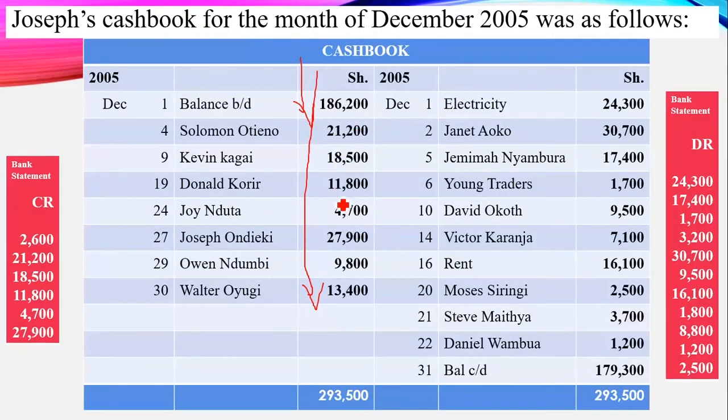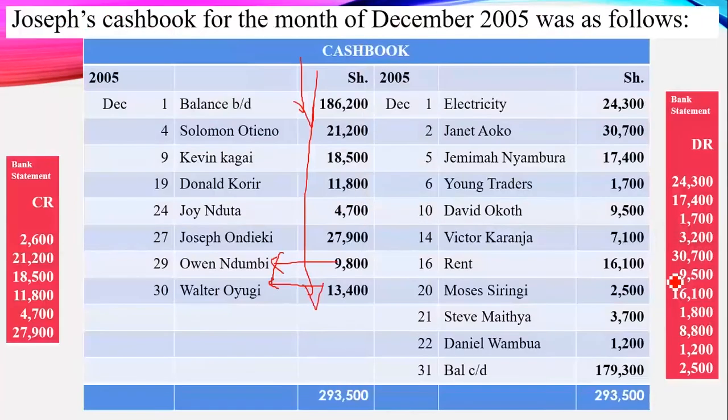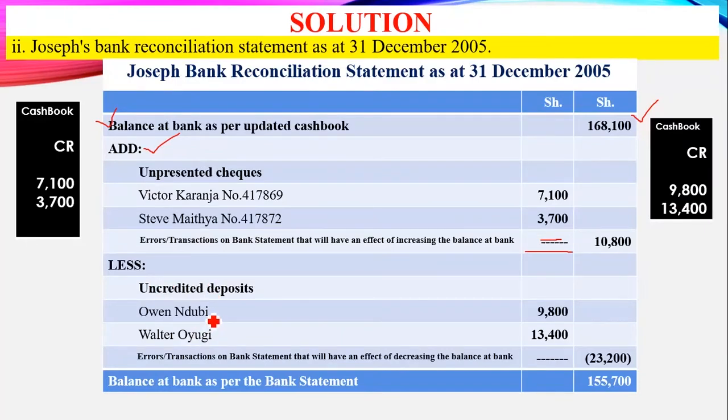So 9,800 is here. That is Owen Dumbi. And we also have 13,400. So these two, the two of them will be what? Uncredited deposits. So we come here, uncredited deposits. We have Owen Dumbi and Walter Oyugi. That is 9,800, 13,400. We don't have any errors in this question.